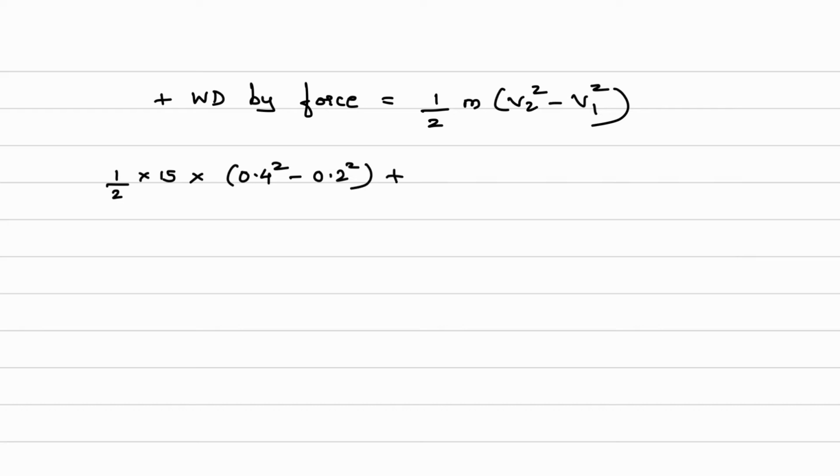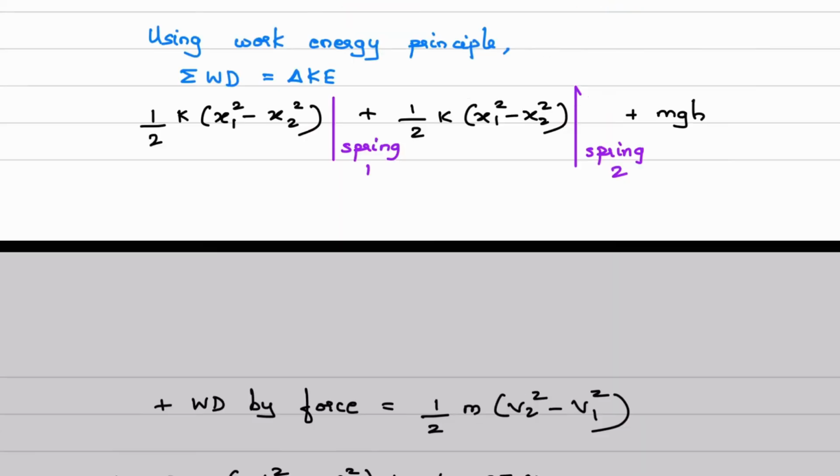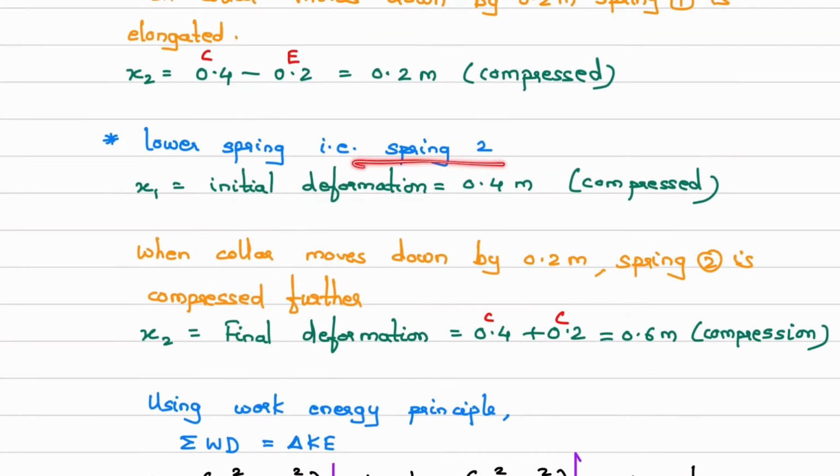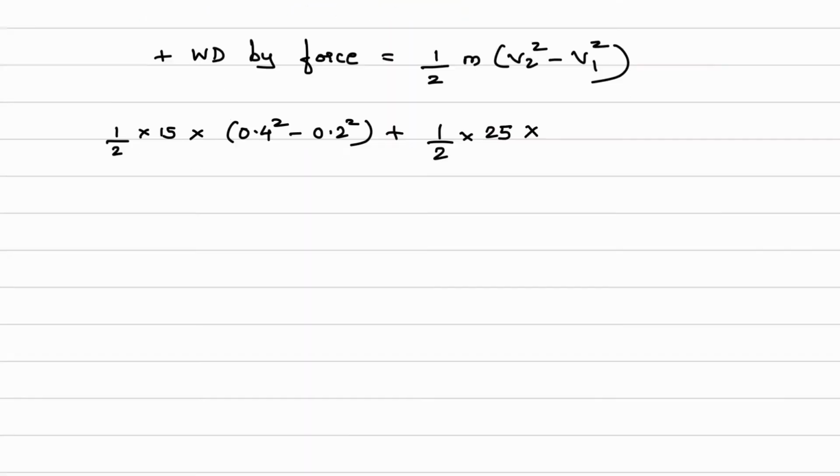Plus for the second spring, half K for the second spring is 25 Newton per meter into x1 square minus x2 square. For the lower spring, x1 is 0.4 meter, so 0.4 meter square, minus x2 is 0.6 meter, so minus 0.6 meter square. So 0.4 square minus 0.6 square.